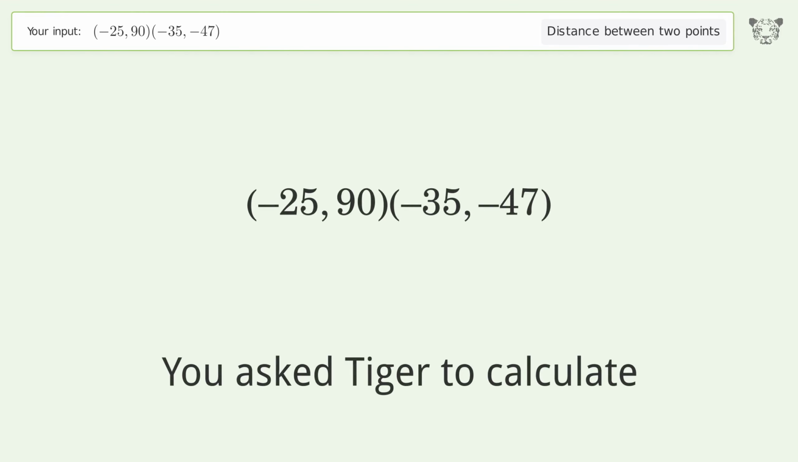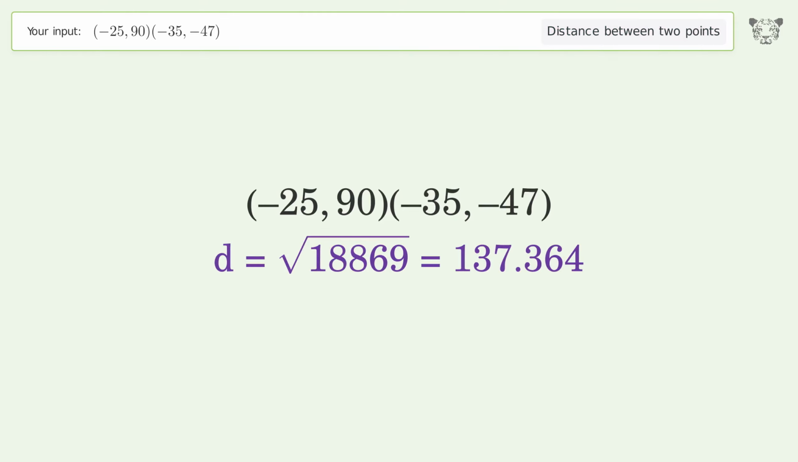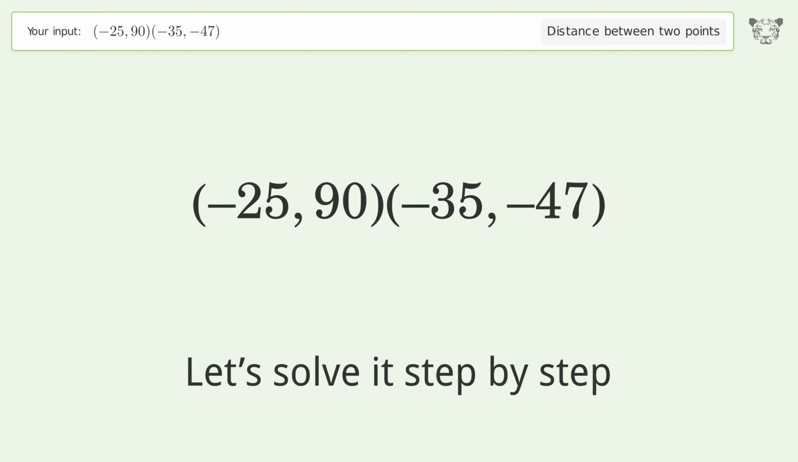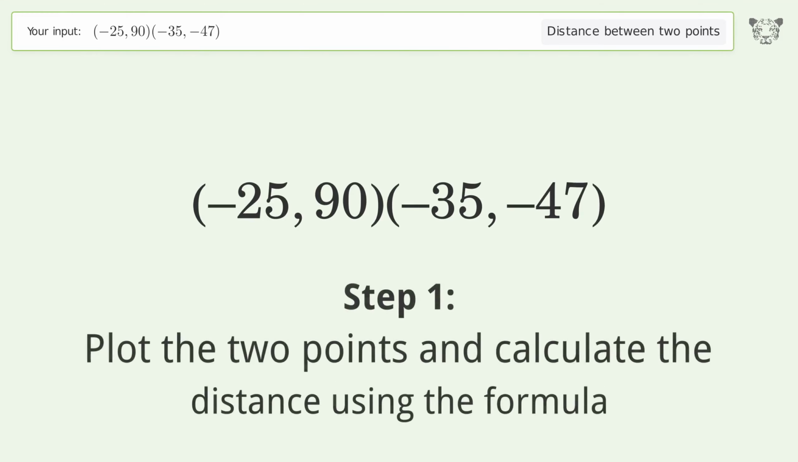You ask Tiger to calculate. This deals with the distance between 2 points. The distance between the 2 points is the square root of 18,869, or 137.364. Let's solve it step by step. Plot the 2 points and calculate the distance using the formula.